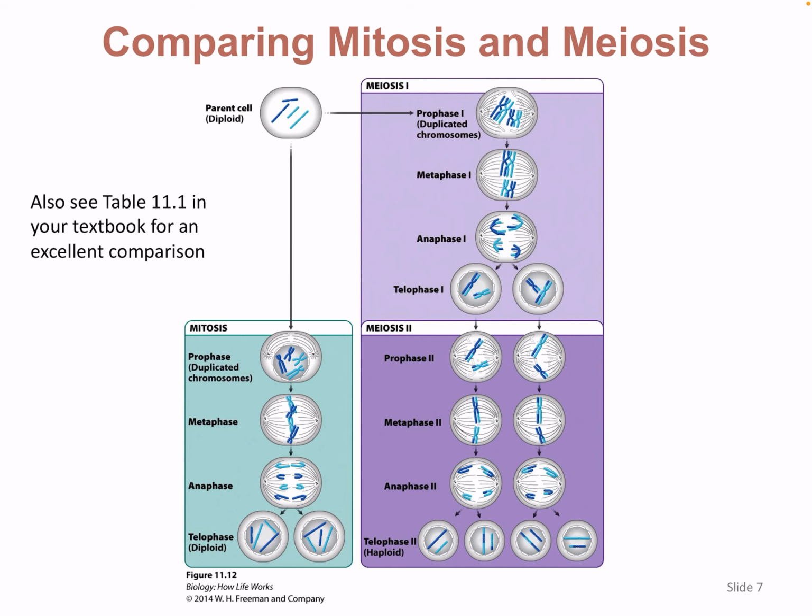So, comparing mitosis and meiosis. Here we have our mitosis and our meiosis 1 and 2. We can see here that meiosis 2 essentially resembles mitosis in each phase. But again, remember, these are identical and diploid, while these are haploid. And again, we have the recombination taking place here, where in meiosis 2 there's no further recombination. They're just split into haploid.